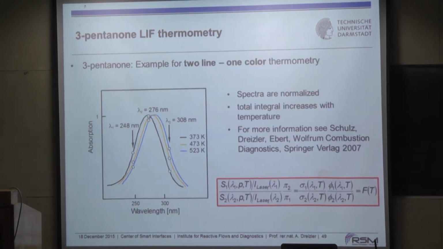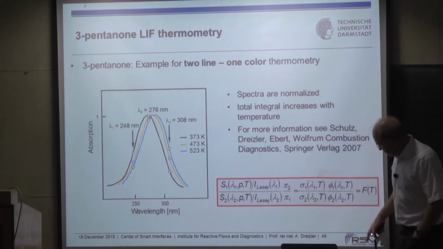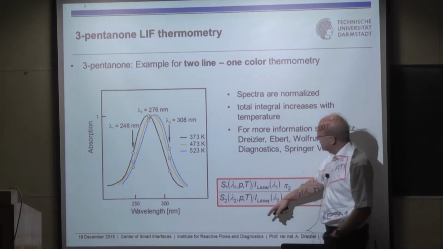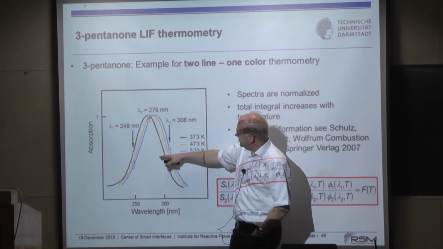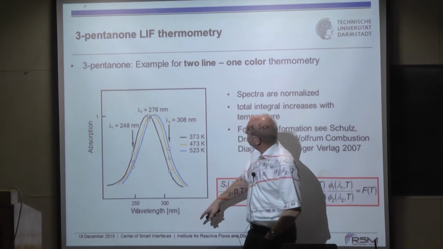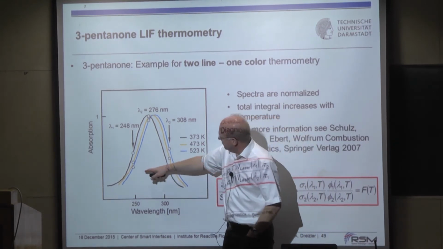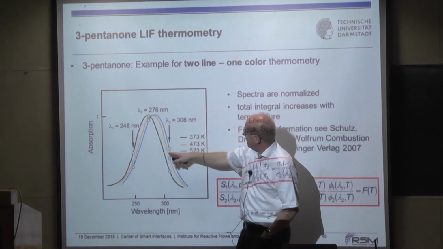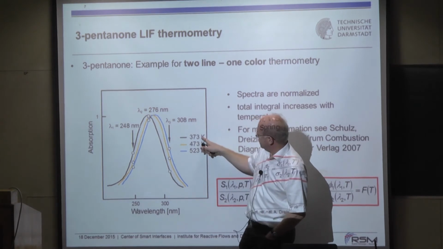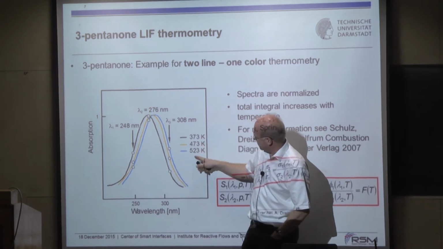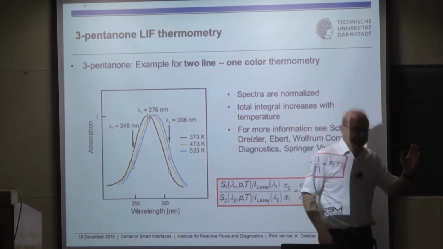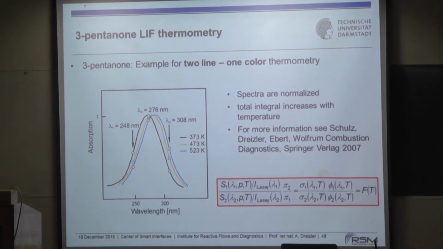However, let's start with 3-pentanone LIF, which is an example for two-line, one-color thermometry. And that has been published, I think, 1996 or something like that from the Wolfrum group in Heidelberg, where you see here the normalized absorption spectrum of the 3-pentanone molecule for different temperatures. This is shown here from 373 Kelvin in black up to 523 Kelvin in blue. And you see the absorption spectrum shifts.